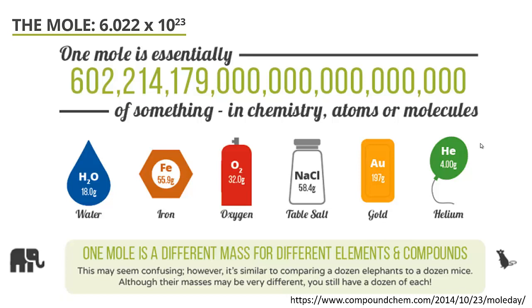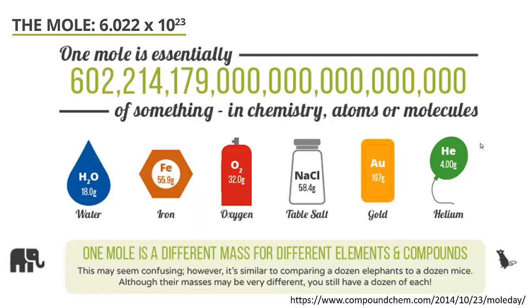So the whole point of this lecture so far is that I'm just trying to get you to understand that a mole is just a way of counting atoms. It's a way of saying, hey, this pile contains a mole of atoms. It contains a huge number of atoms. Okay, this may be confusing. I like this line at the bottom, but it's similar to comparing a dozen elephants to a dozen mice. Although their masses are different, you still have a dozen of each. So keep that in mind when we look at our periodic table.